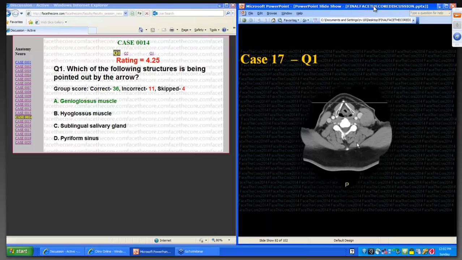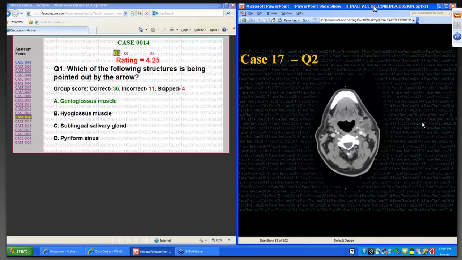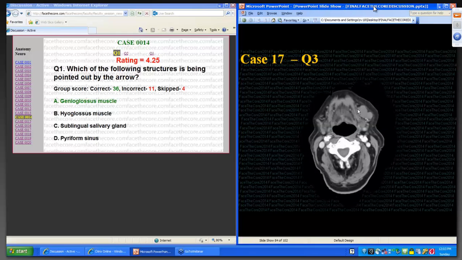Okay, so case 17, just to remember about the stations of the head and neck. Submental and submandibular is 1A, 1B. Level 2 is from the skull base, then 2, 3, and 4. 2 is the jugulodigastric chain, so basically skull base to the inferior margin of the hyoid. 3 is the inferior margin of the hyoid to the inferior margin of the cricoid. 4 is below that. So here you're below the hyoid but above the cricoid, so this is a level 3 node. Here we're above the hyoid, touching the jugular vein, so this is a level 2 node. This is a submandibular node, level 1B.